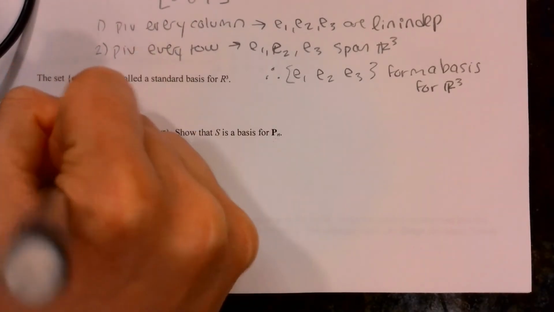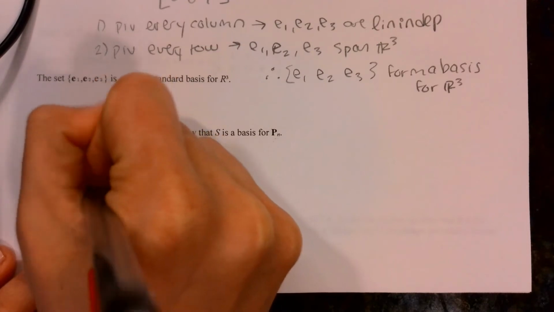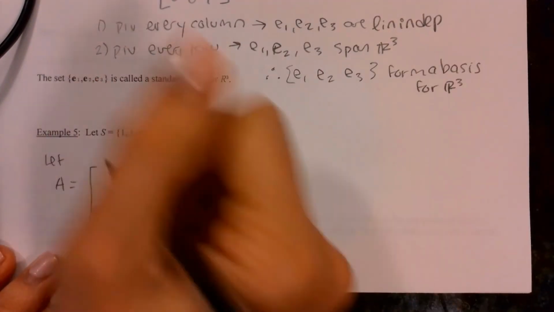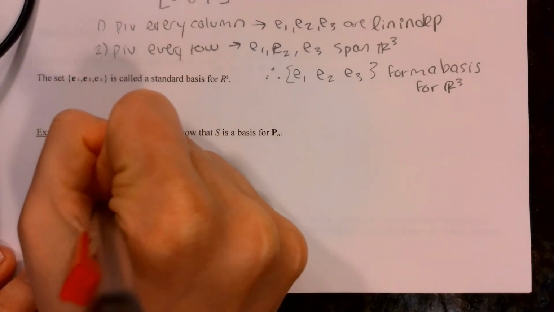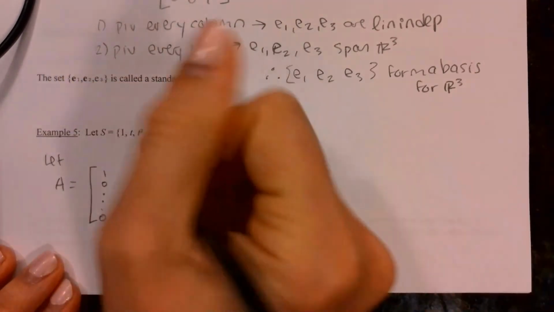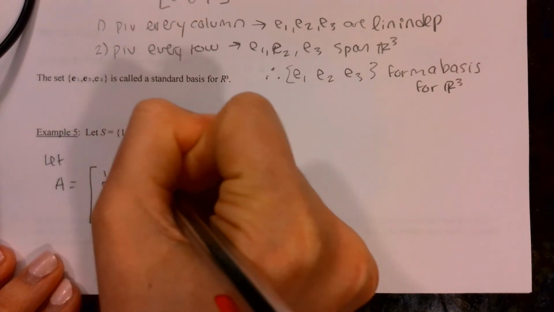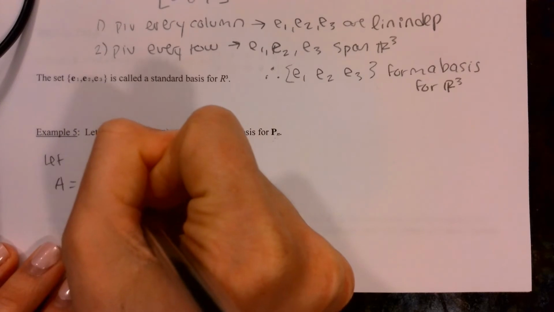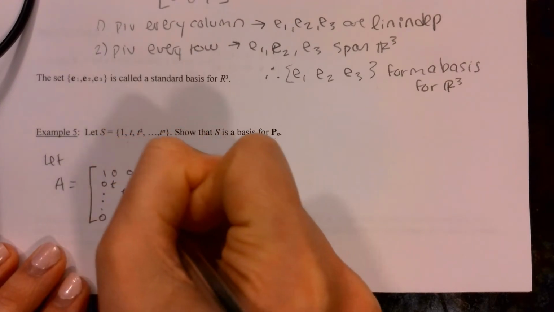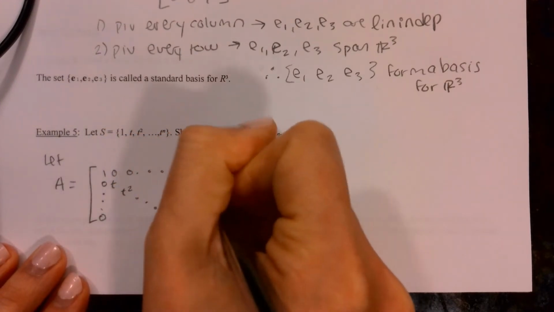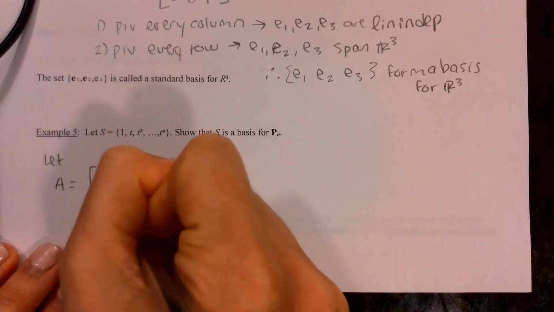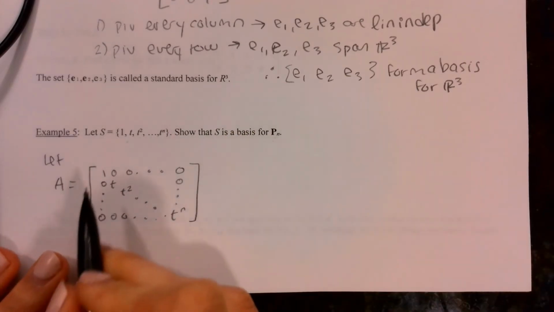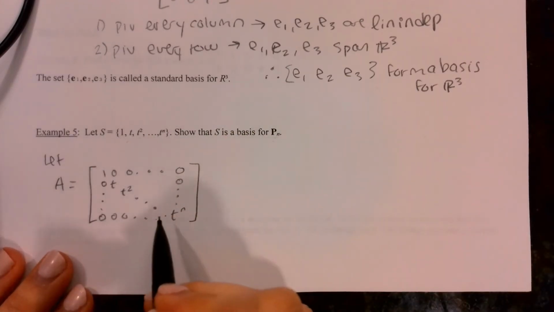So we're going to let there be a matrix that looks like the identity matrix, but along the diagonal, we're going to put all of these elements. Okay, so we'll go all the way down, and it goes all the way across. And on the diagonal, I've got t squared, and then it goes all the way down to t to the n. So it's a diagonal matrix with the elements of this set along the diagonal.